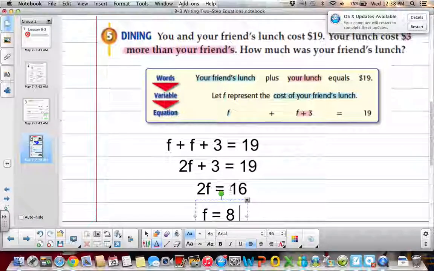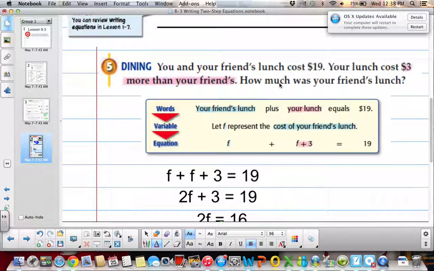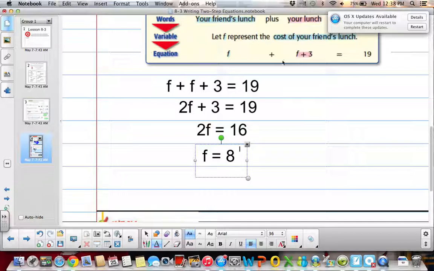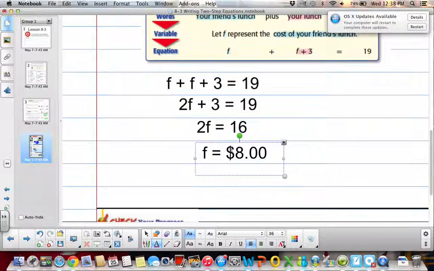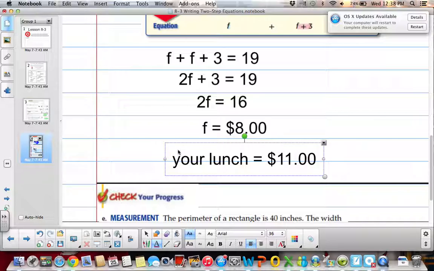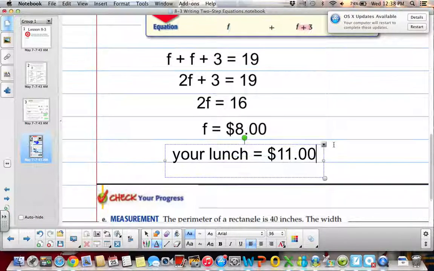So we have to always go up to the problem and make sure we're answering the right question. It's asking you how much was your friend's lunch, and since we represented your friend's lunch as F, then we have F equals 8, and since this is money, then I'm going to change this to $8. Since your lunch was $3 more than your friend's lunch, then your lunch would be $11. And 11 plus 8 is 19, which was our total.